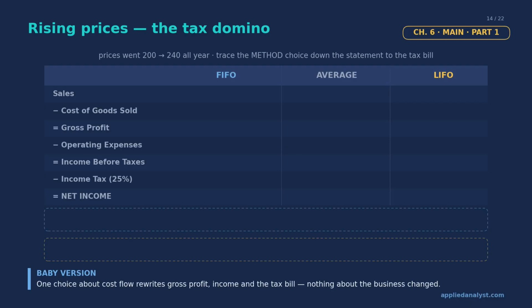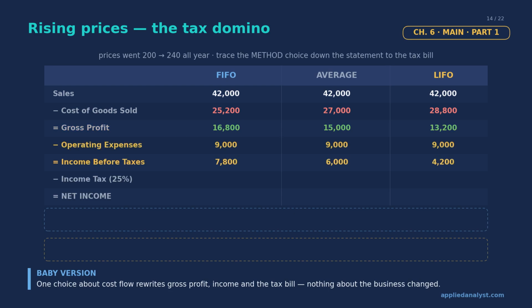Sales, same for everyone. 42,000. Subtract cost of goods sold, and here's where they split. 25,200 for FIFO, 27,000 for average, 28,800 for LIFO. Gross profit, FIFO 16,800, average sits at 15,000, and LIFO 13,200. Take out operating expenses, 9,000, same for all 3.